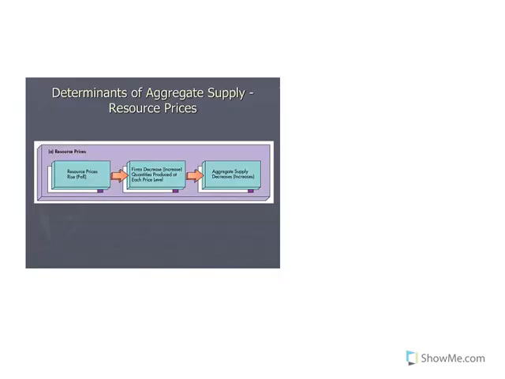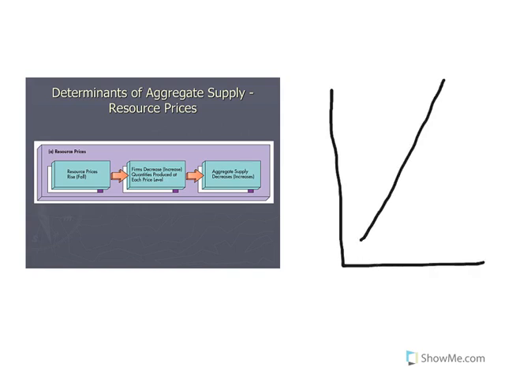So the first determinant of aggregate supply, I said, was the resource prices. And so we know resource prices are going to have a major impact on aggregate supply of goods and services. So let's say we start out with aggregate supply like so. We have the price level over here. We have real GDP here. And let's say, for example, that there's an increase in the price of resources.